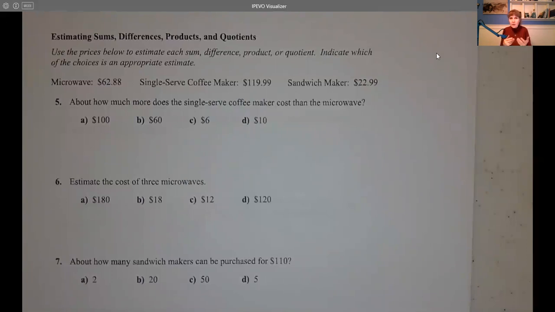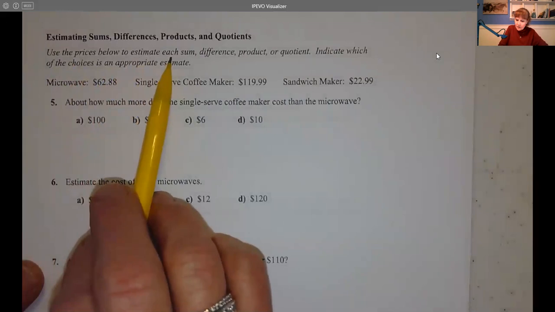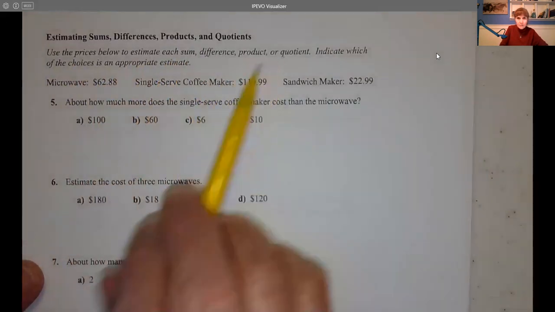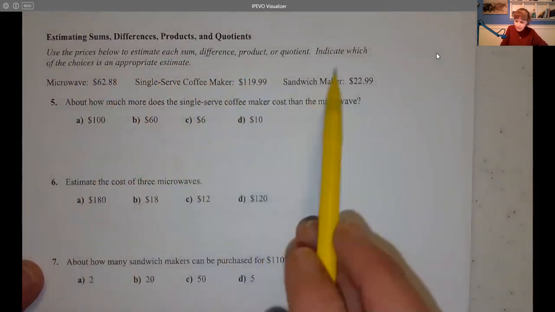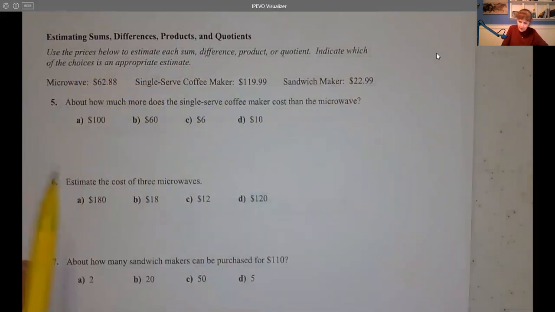And there'll be times where they'll tell you round off to the nearest ones or round off to the nearest hundredths in order to make it easier. But in this case, let's go through some examples. All right, so we have: use the prices below to estimate each sum, difference, product, or quotient, depending upon what the question asks for. Indicate which of the choices is an appropriate estimate.